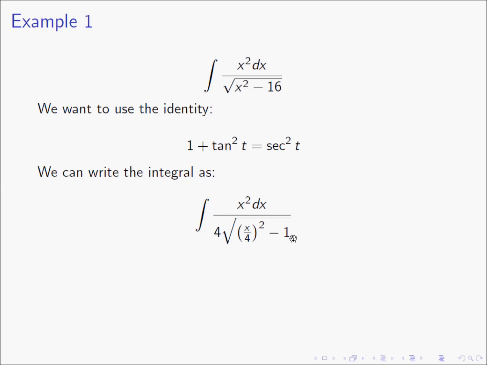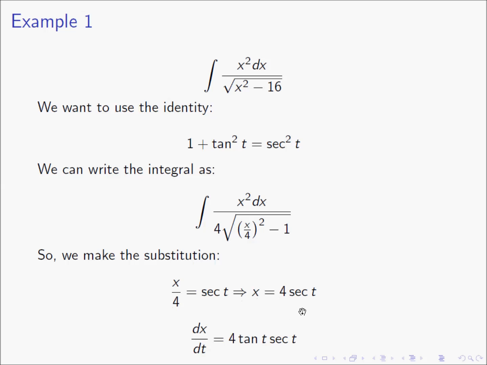And now this expression here looks very similar to the one we would have if we subtracted 1 from both sides of this equation. So we use the substitution x over 4 equals secant of t. That means that x is 4 times secant of t.